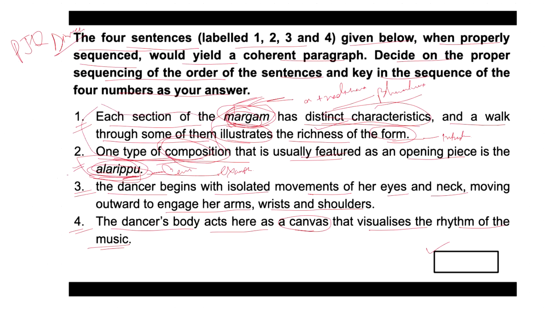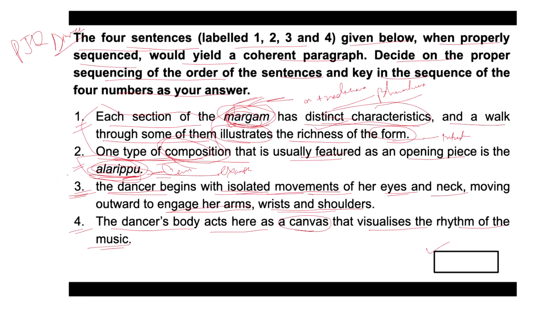So three, the dancer begins with isolated movement. Sentence three describes how the alaripu is performed. The dancer begins with isolated movement of her eyes and neck, moving outward to engage her arms, wrist, and shoulder. Right. So that details the dancer's movement from initial isolated action to more expansive gesture.